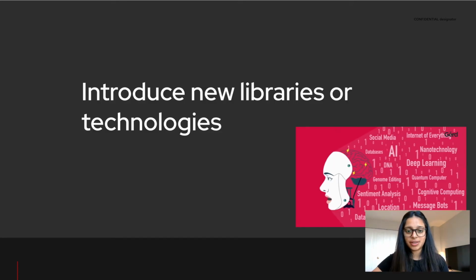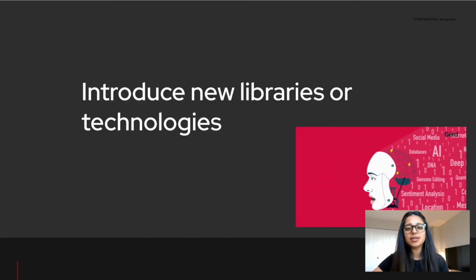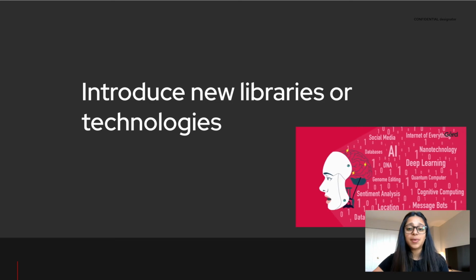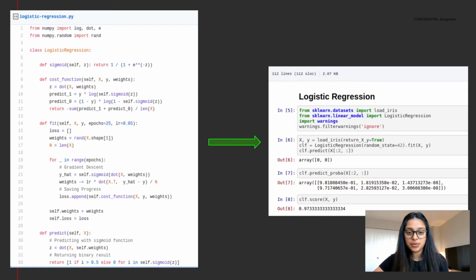Introduce new libraries or technologies. When working on a data science project, there might be times when you are aware of a library or a technology that can address the problem in a more efficient way. In such scenarios, you should suggest the approach in the code review.